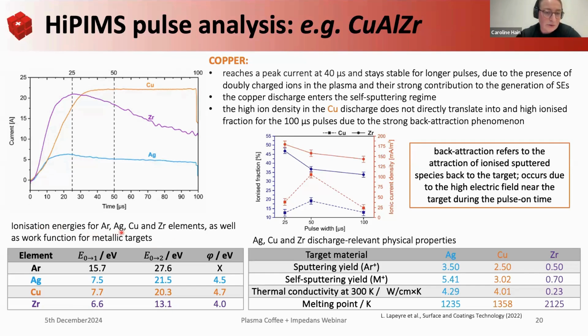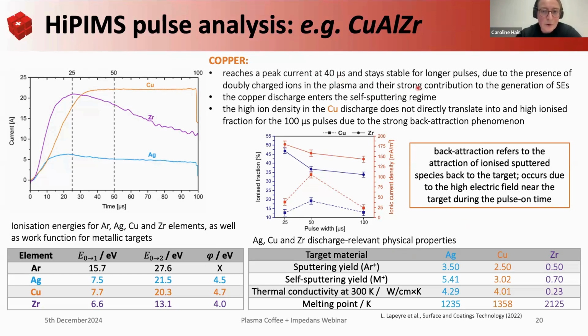So what happens there if we now go to these tables? We have the ionization energies for the three different metallic species plus argon. Then we have the energies necessary to reach singly charged and doubly charged states, and the work function. We also have some discharge-relevant properties: what's the sputtering yield when we sputter with argon ions, when we have self-sputtering, for instance when copper is sputtered by copper, the thermal conductivity of our metal, and the melting points. All these aspects will affect the discharge.